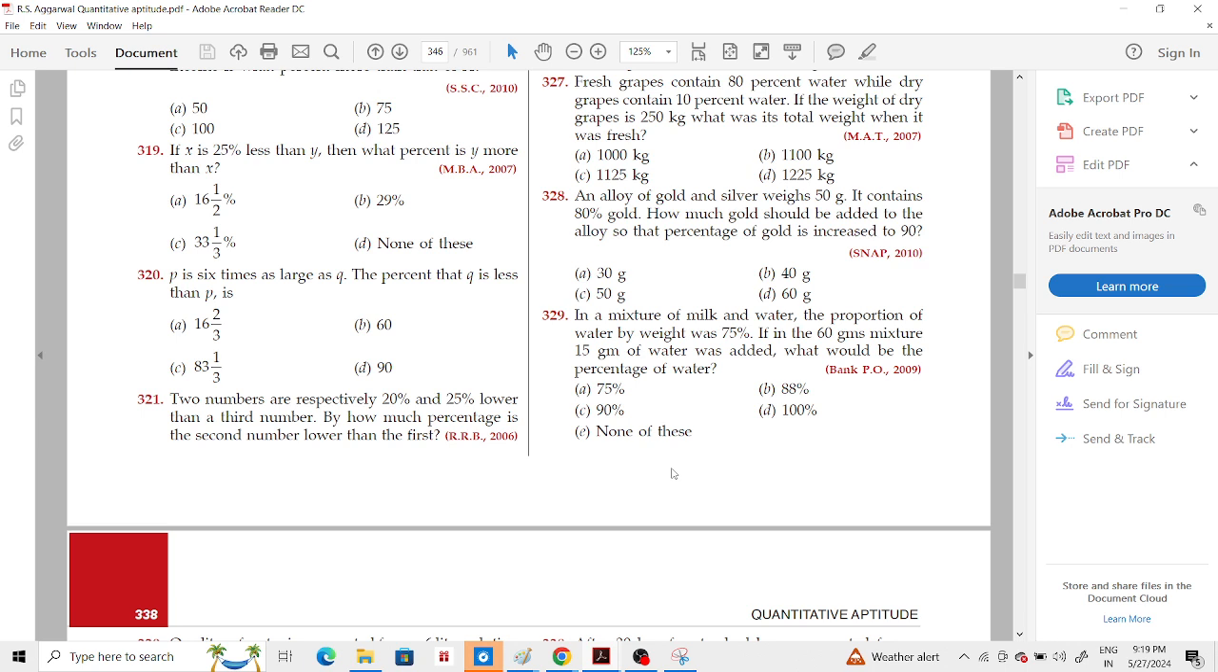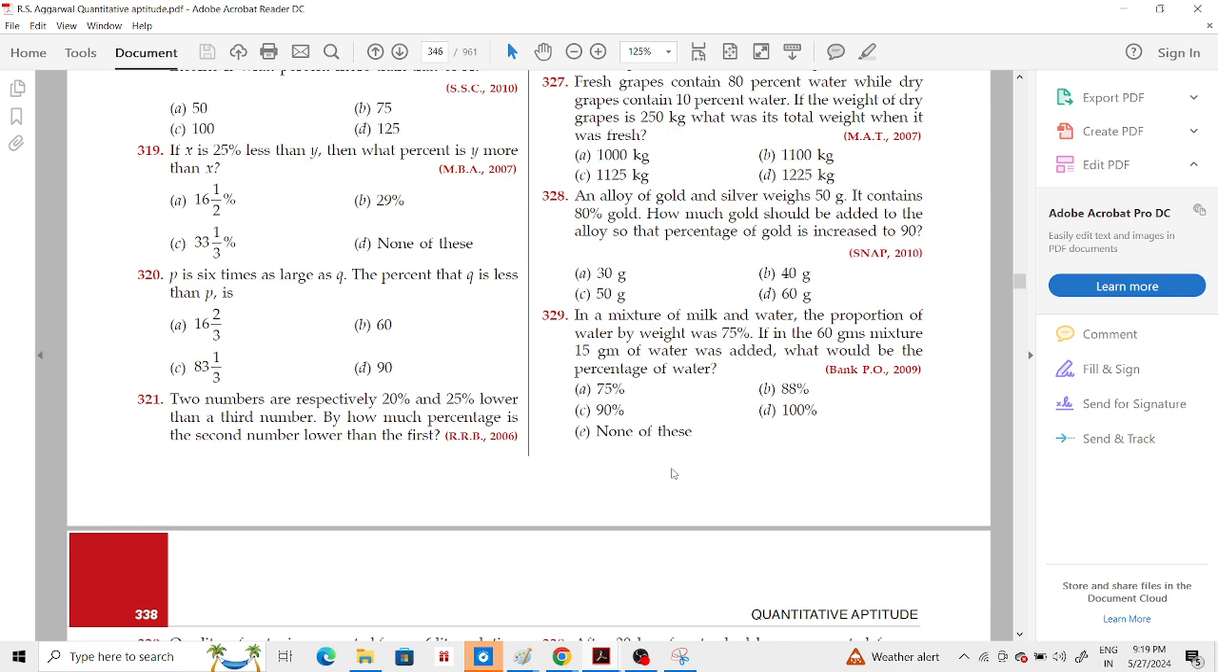Sir, I did. What is the answer? Sir, 40 gram of gold is coming. Then the question asks how much gold should be added to the alloy so that the percentage of gold is increased to 90. So in that 40 gram, we will add 90 by 100.